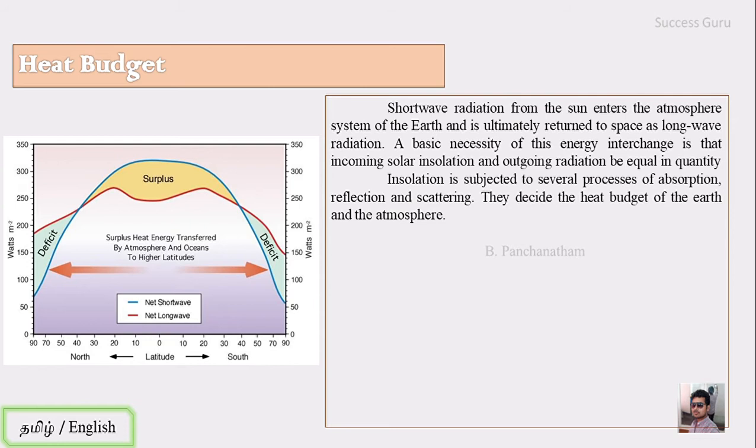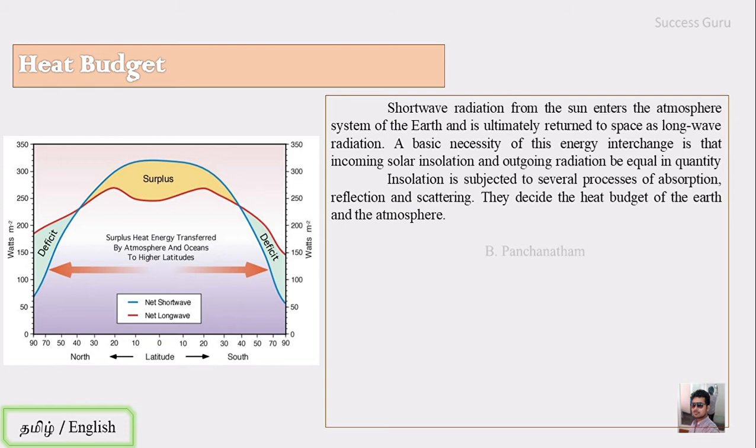The basic necessity in this energy interchange is that the amount of incoming solar radiation should be equal to the outgoing radiation, right? So the insolation is subjected to several processes of absorption, reflection and scattering. So the insolation is actually controlled by the absorption, reflection and scattering effects of the atmosphere as well as the Earth's surface.